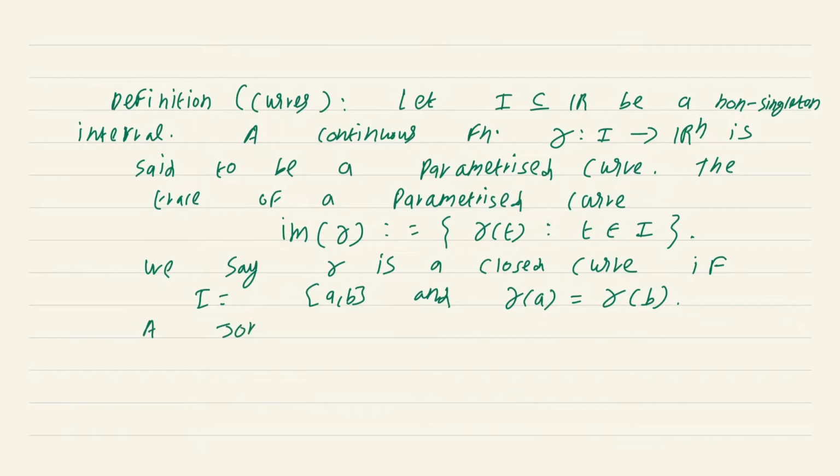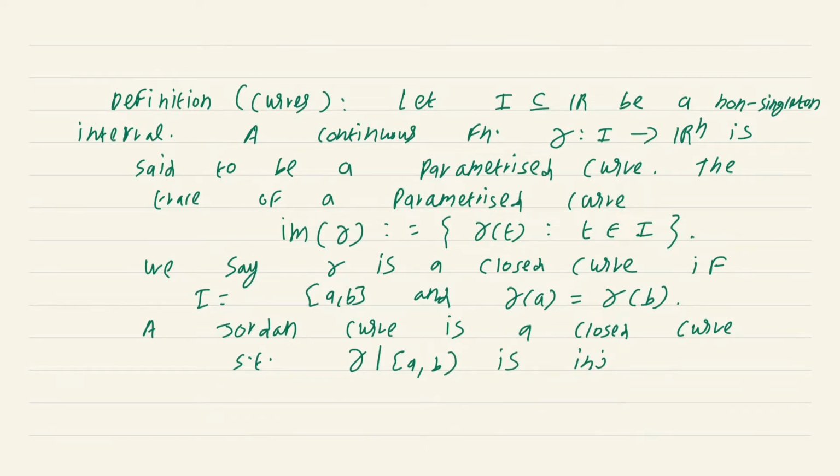A Jordan curve is a closed curve such that gamma restricted to [a, b) is injective. Then we say that the curve is a Jordan curve. So a Jordan curve is a closed curve with no self intersections, and the starting point and the ending point are the same. A curve is said to be simple.